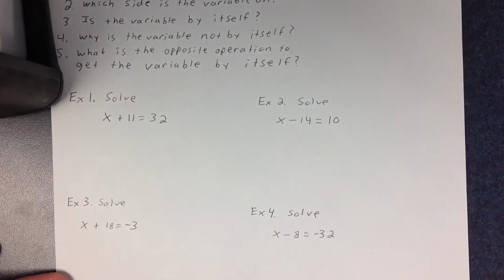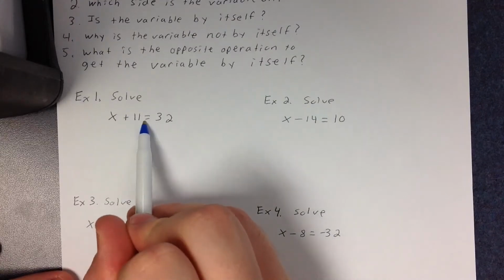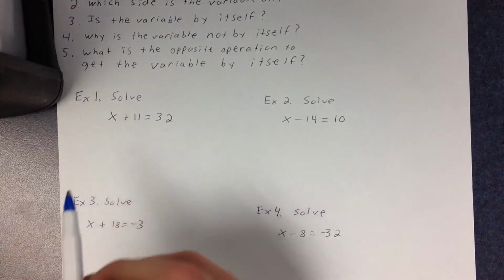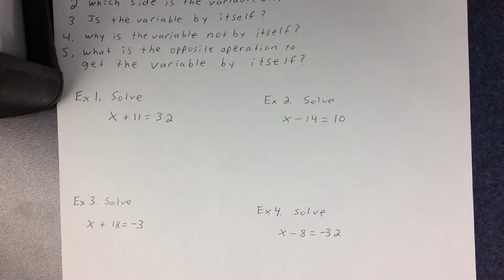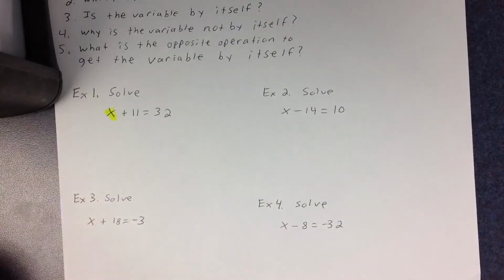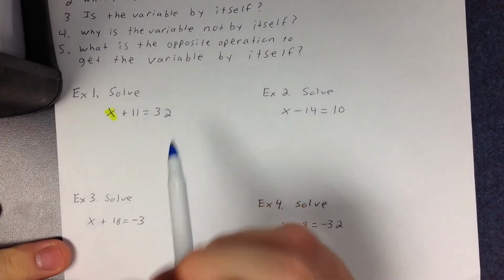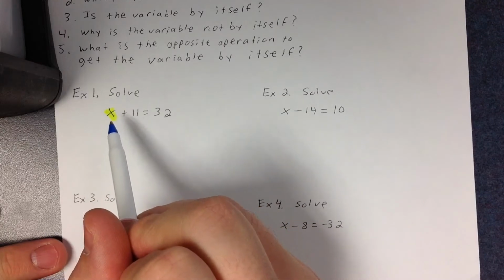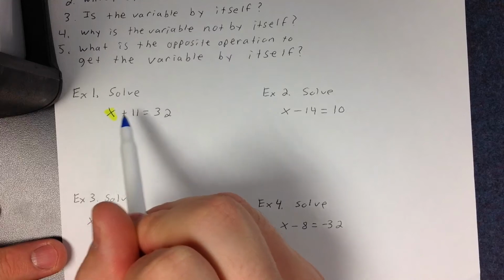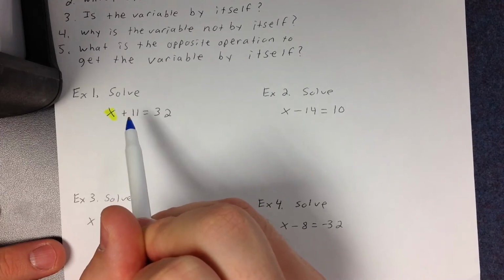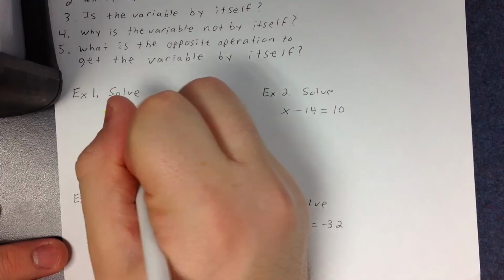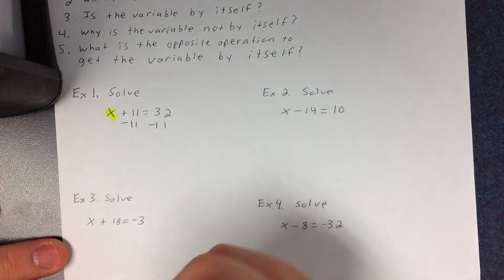So, if I look at number 1, is it an equation? Yes, it's got an equal sign. Which side is the variable on? Well, the variable is the letter. So sometimes I like to highlight what variable I'm talking about. So I'm trying to solve for the x. Now, is the variable by itself? In other words, is that the only thing on that side of the equal sign? Well, no. Why is it not by itself? Well, because we got a plus 11. So what's the opposite operation? So the opposite of plus 11 is minus 11 from both sides.